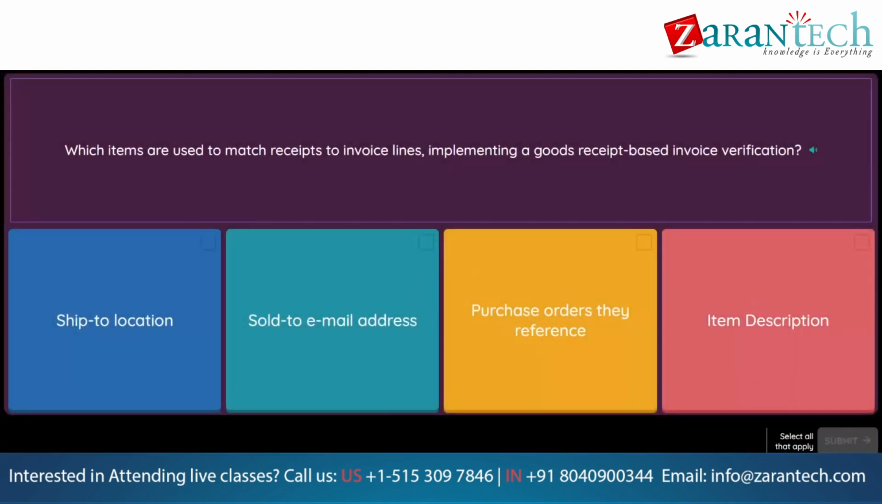Question: which items are used to match receipts to invoice lines, implementing a goods receipt-based invoice verification? Option 1: ship to location. Option 2: sold to email address. Option 3: purchase orders they reference. Option 4: item description.